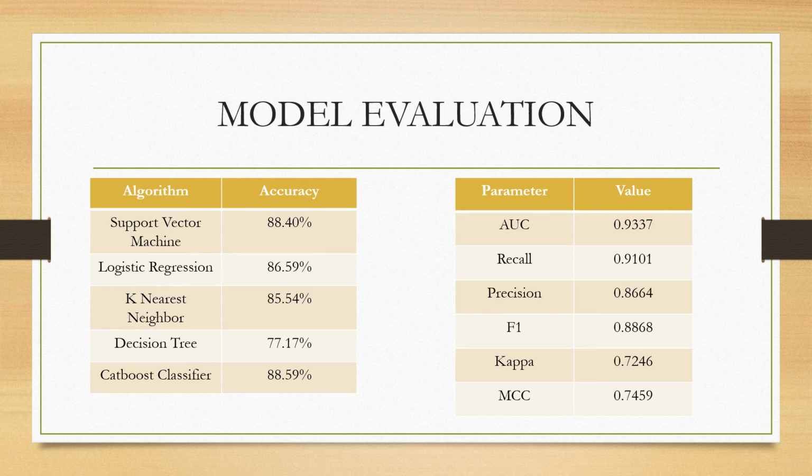So these are some of the accuracies which we obtain from each and every model. We can see that the CatBoost classifier has reached the highest accuracy of 88.59%. In addition to the accuracy, for a model to be evaluated, only the accuracy parameter is not enough. We have to consider other parameters like AUC, recall, precision, F1, kappa, MCC, and so on, to evaluate a model's performance.